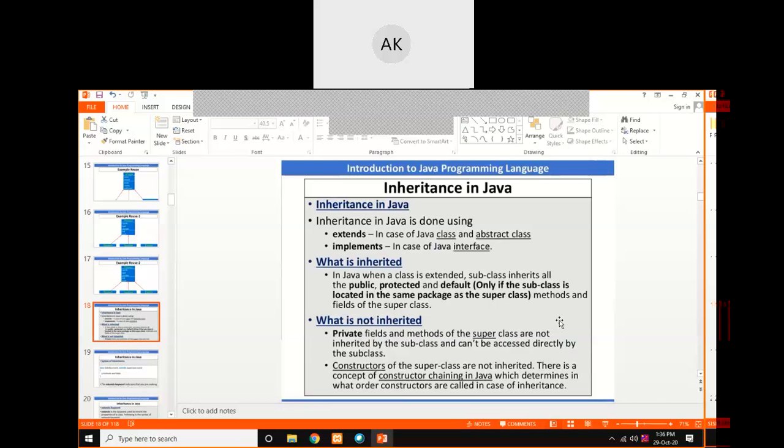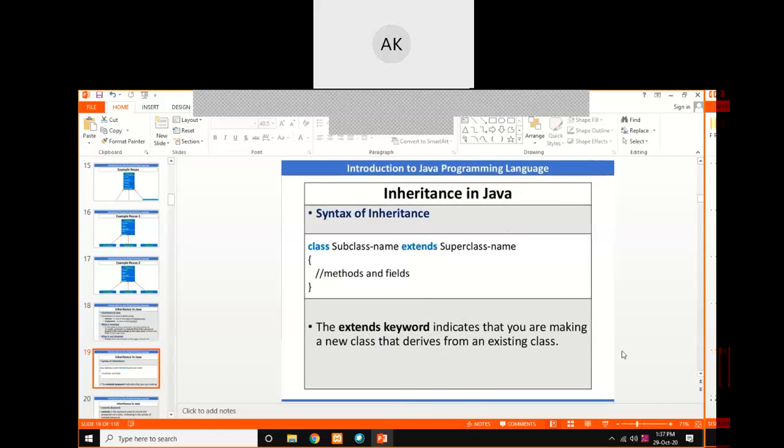It means whenever we declare anything as private, that thing cannot be inherited in a subclass or child class. Constructors of the superclass are not inherited. We are going to see that practically, because when I cover access specifiers, these things will be much clearer. Then the syntax for inheritance. As I said, let's say we have some parent class, right? From the parent class, we now derive the child class. So we write class subclass name extends superclass name, right?